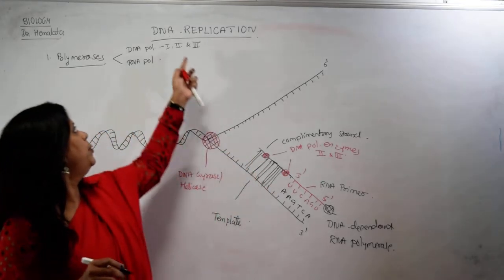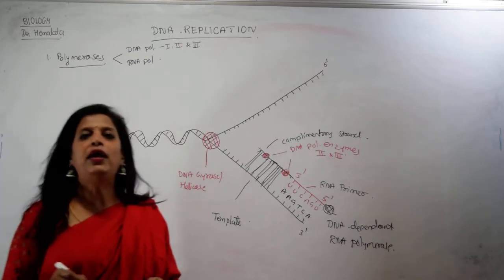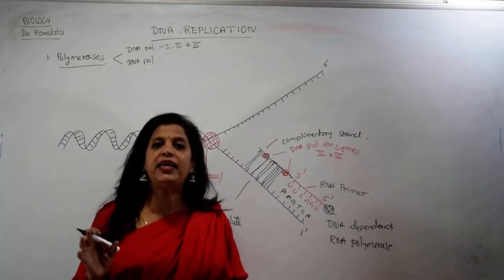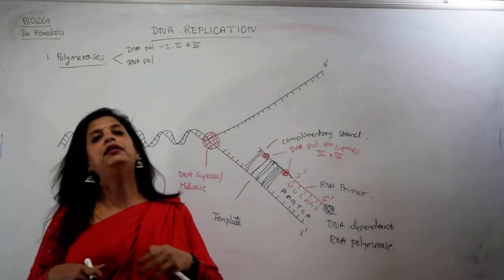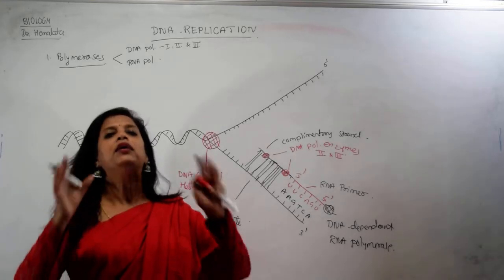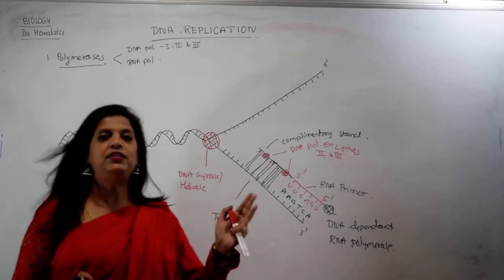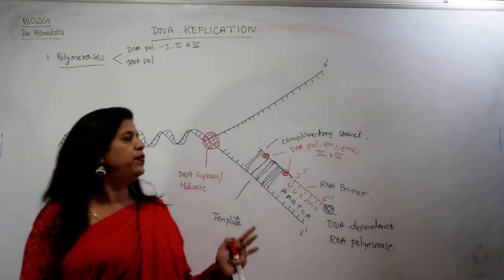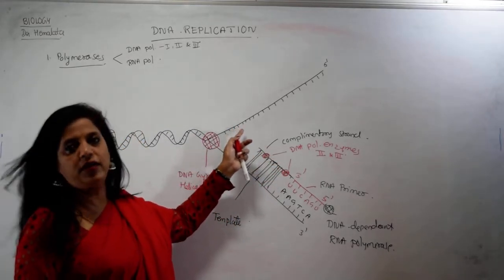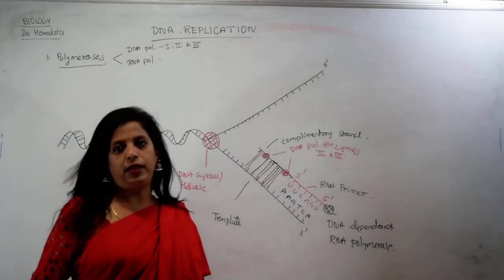Therefore, DNA polymerase 1, among these, is called a proofreading enzyme. It helps in reading the wrong things, removing them and putting the right ones. It helps in exonuclease activity as well as the repairing activity of the DNA. So this way, the story of one of the strands continues, right?